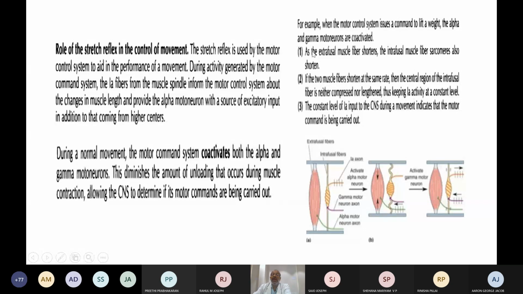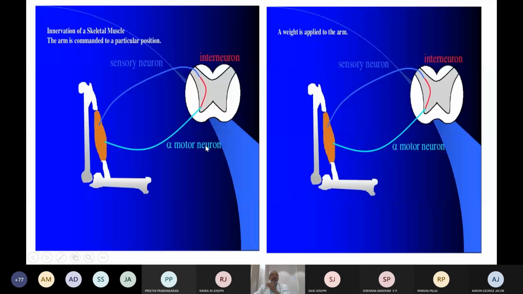You have to know that when the extrafusal muscle fiber shortens, the intrafusal muscle fiber sarcomere also shortens. If the two muscle fibers shorten at the same rate, then the central region of the intrafusal fiber is neither compressed nor lengthened, thus keeping 1A activity at a constant level. A constant level of 1A input to the central nervous system during the movement indicates the motor command is being carried out.